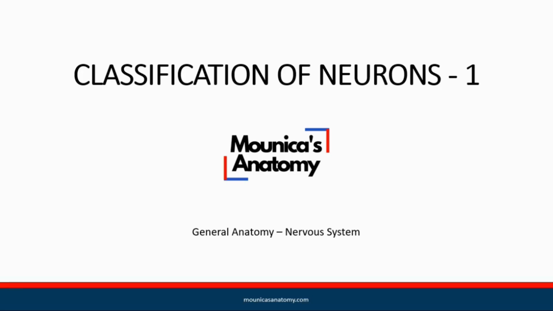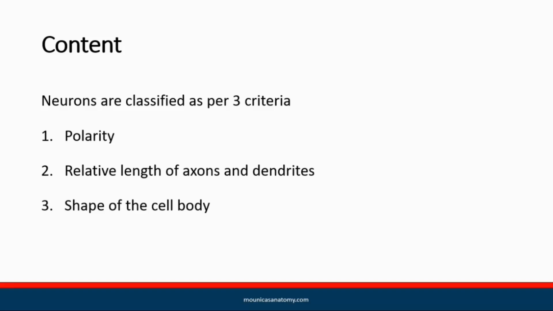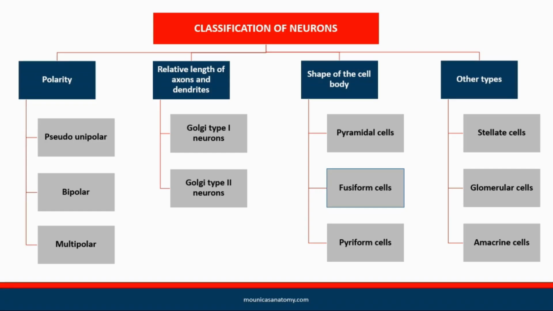Classification of neurons, part 1. Neurons are classified as per 3 criteria: polarity, relative length of axons and dendrites, and shape of the cell body. According to polarity, they are pseudo-unipolar, bipolar, or multipolar. According to relative length of axons and dendrites, they are Golgi type 1 or type 2 neurons. According to shape of the cell body, they are pyramidal cells, fusiform or pyriform.